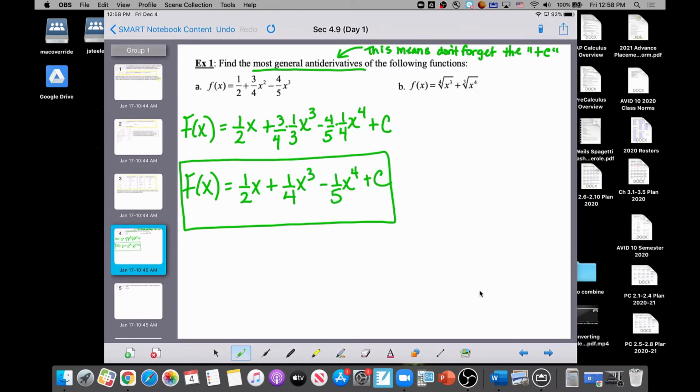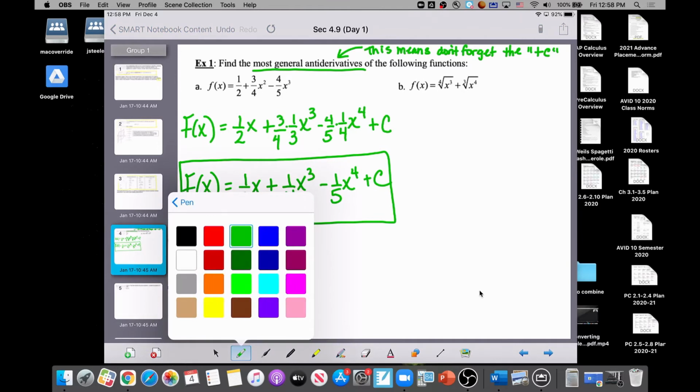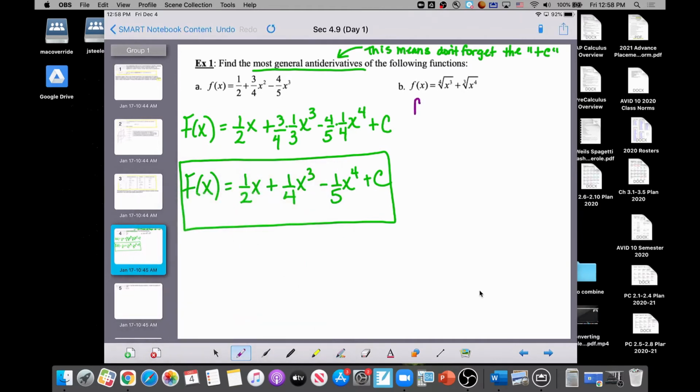Let's take a look at letter B. Letter B is giving us some terms in radical form. So it would be a lot easier for us if we first rewrite our polynomial in exponent form. So the 4th root of x cubed is going to be x to the 3/4 power. And the 3rd root of x to the 4th is going to be x to the 4/3 power. That's a little bit confusing because those exponents are reciprocals of each other, so just be careful here. So again, I am going to be adding 1, right?